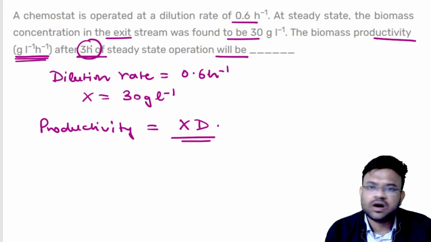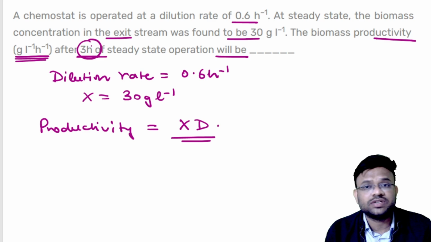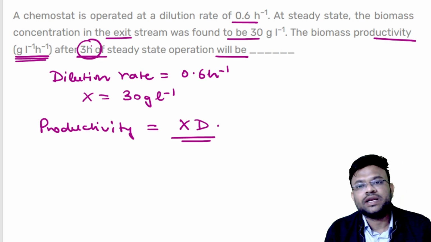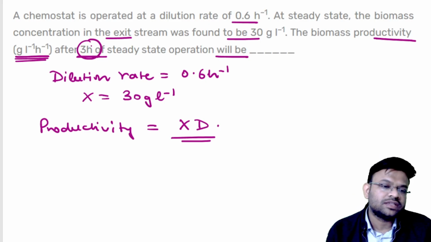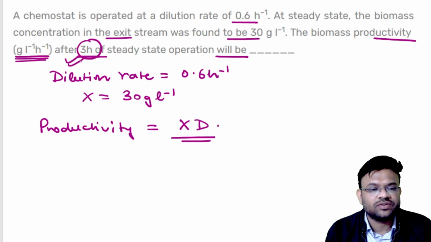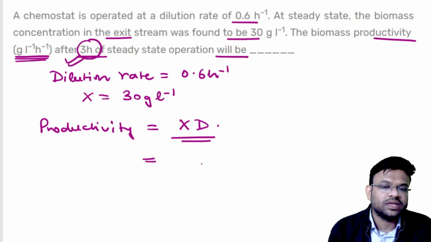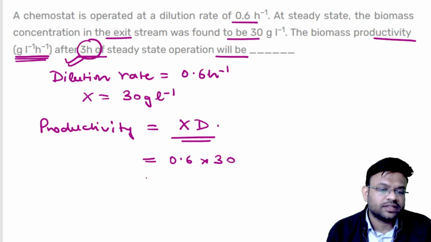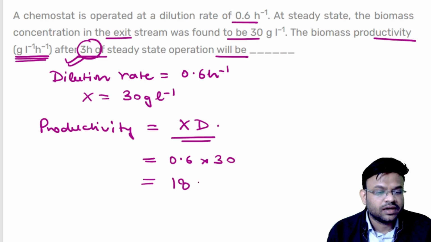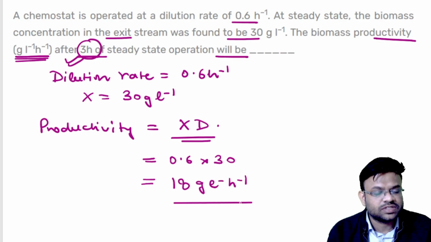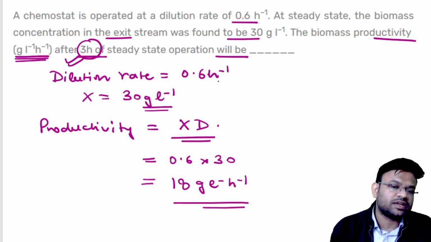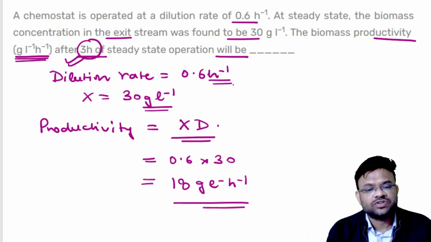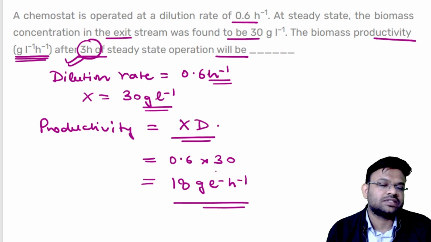Working for 3 hours would not create any impact on the value that you would be getting for the productivity, because it is again calculated per hour and per liter. So this 3 hours is just creating a confusion inside your mind. You can just directly multiply X into D. So what we have is 0.6 is the dilution rate multiplied by 30 gram per liter, and this would be coming out to be 18 gram per liter per hour. Of course you can see this is gram per liter, and you are multiplying by per hour, so you would be getting gram per liter per hour, and this would be the answer, 18.